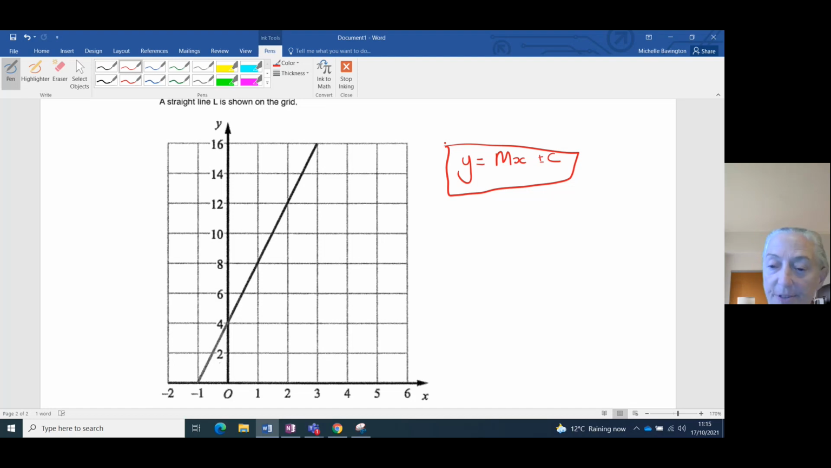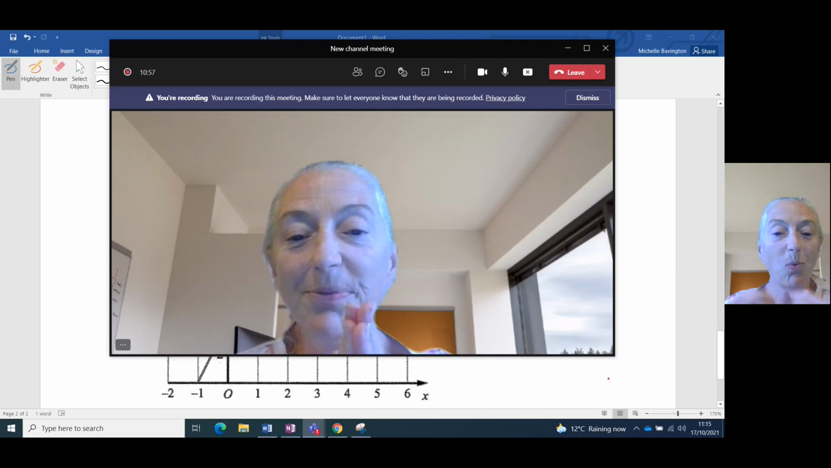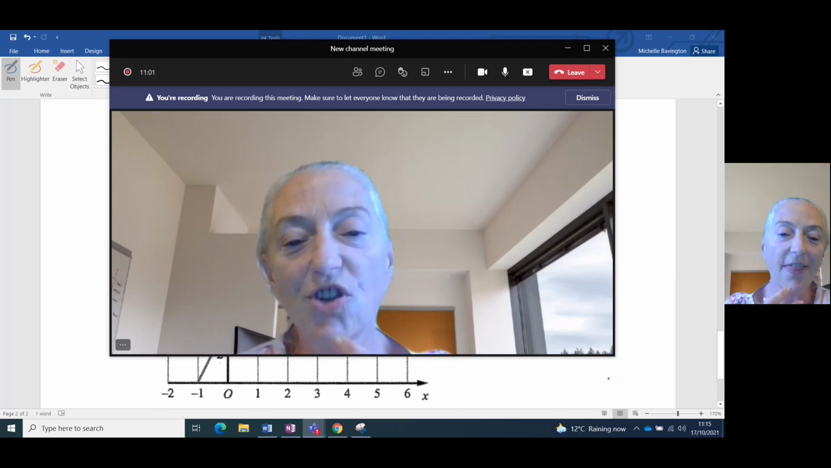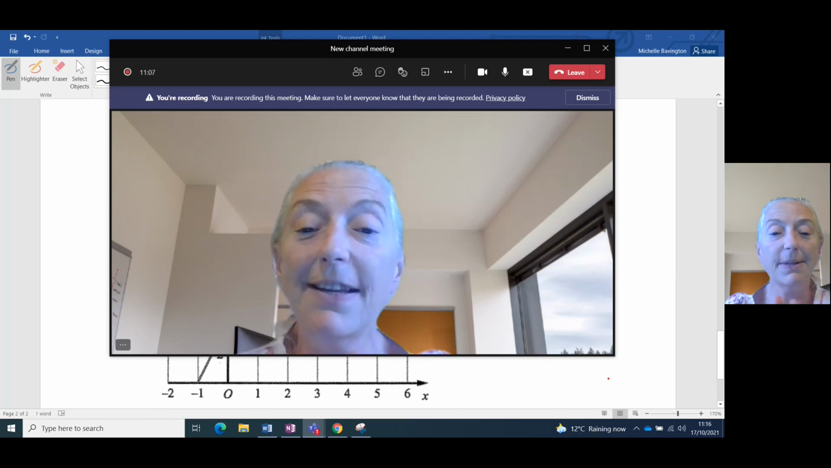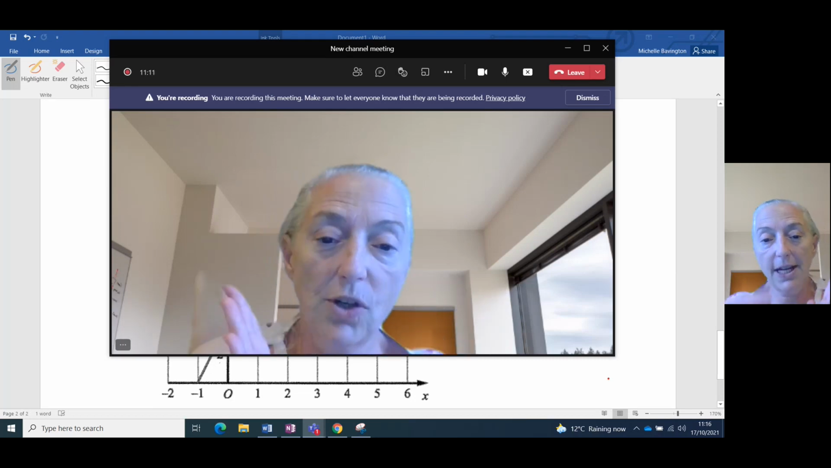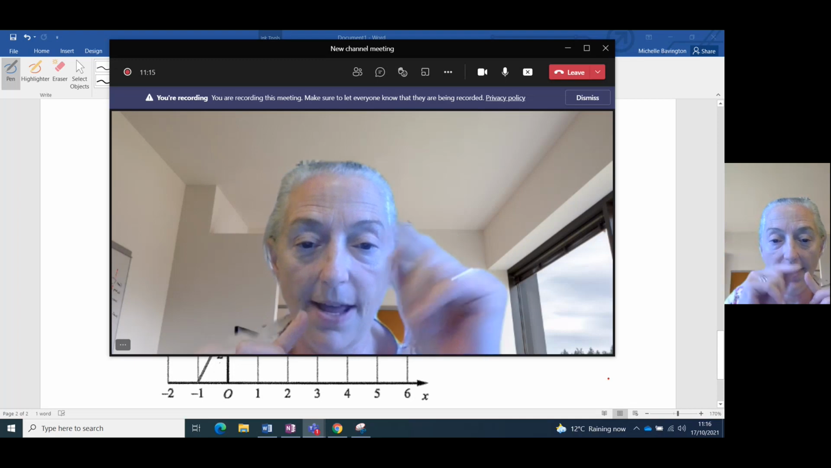So hopefully that helps. I hope that helps. y equals mx plus c. Once you get the hang of it, it's quite simple to do with substitution. But please, please, please remember, corner, corner. Join it with a triangle. Corner, corner, triangle.